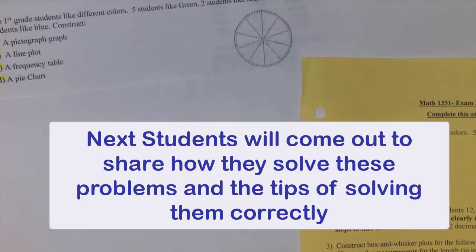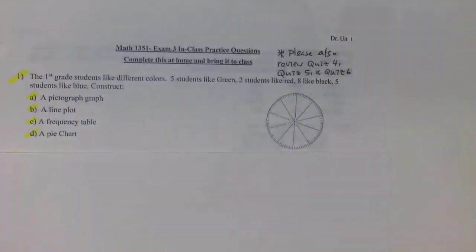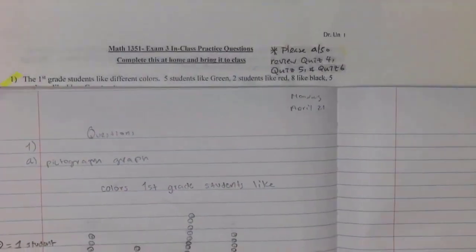The first question, I'm gonna read it out loud. It says the first grade students like different colors. 5 students like green, 2 students like red, 8 like black, 5 students like blue. So I'm gonna be doing number 1, letter A, which is a pictograph. We have a lot of numbers, so we're gonna put it into a graph, well, a pictograph actually. And we're gonna start with our title.